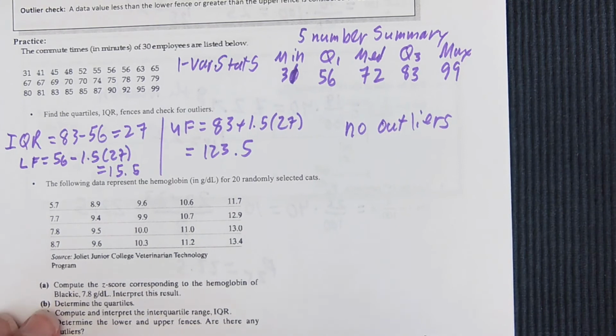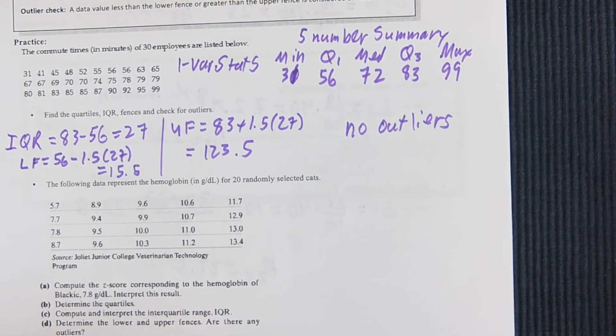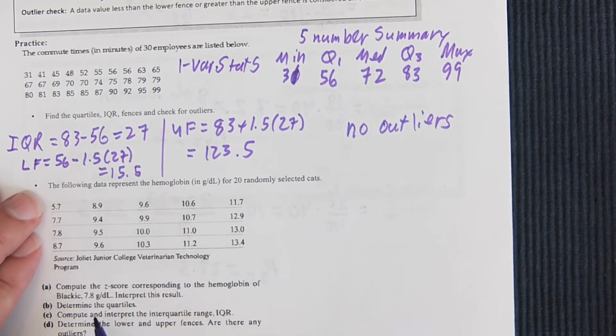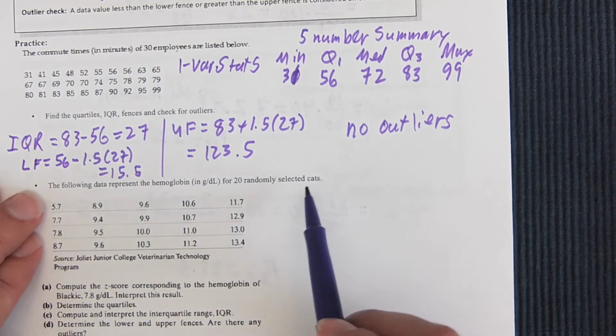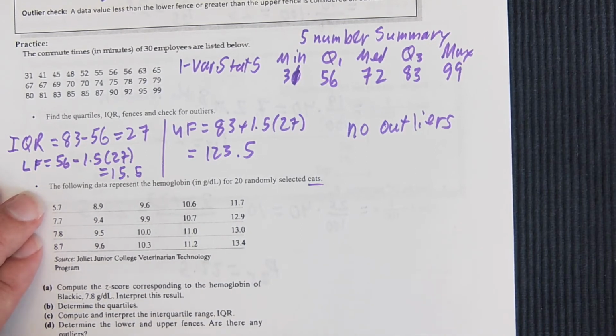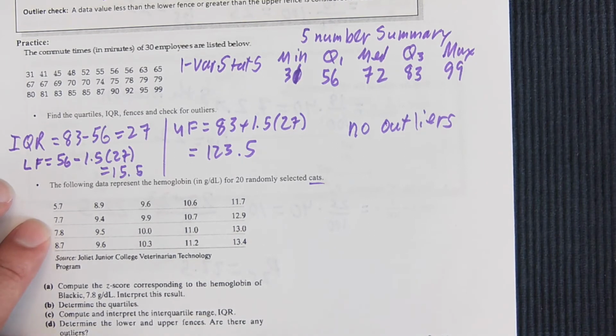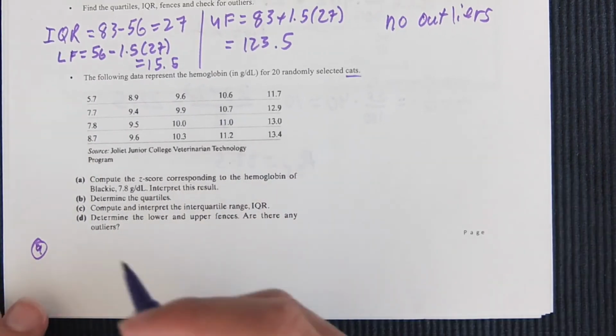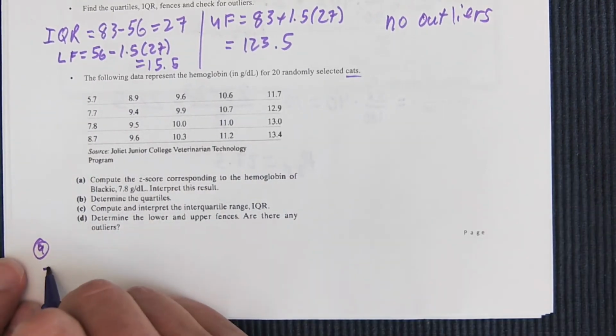All right, part A. Compute the Z-score corresponding to the hemoglobin, that's this data here, of Blackie, that's the name of the cat one presumes. Those are cats. 7.8. So 7.8 is right where my finger is, right here. So, part A, let's scoot that up and over. Part A is to find the Z-score.